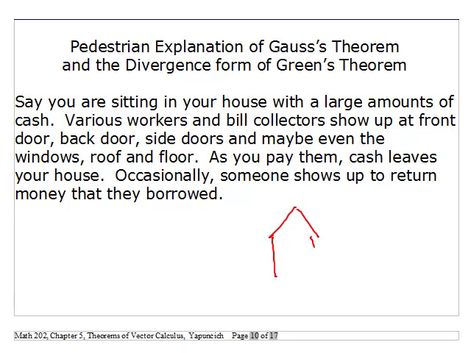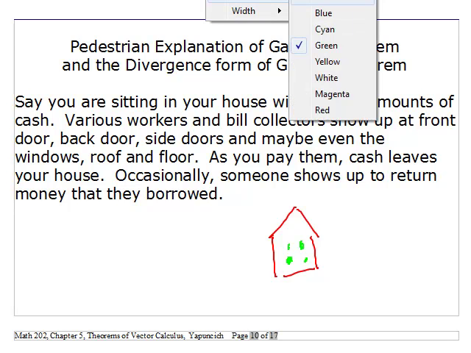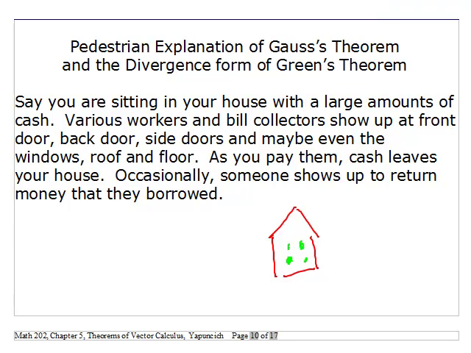So this is your house here, and you're sitting in here with this money. I guess money's green, or usually it's green, so we'll put some green money in your house like this. Now, along your house there are various windows, you've got a floor, and let's say various people show up and they give you some money. Maybe they pay you back, or maybe this guy fixed your floor and he wants you to pay him.